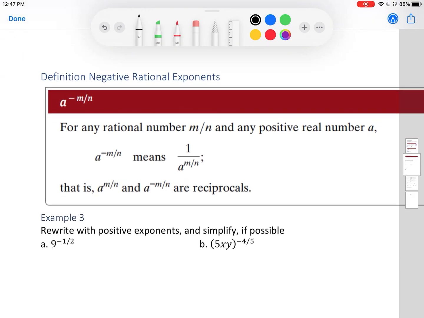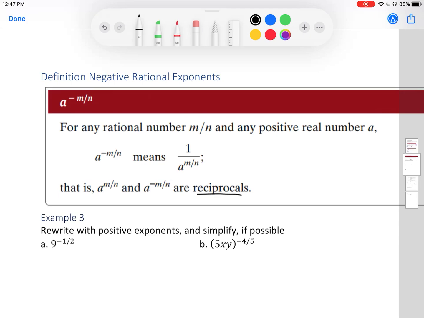Definition of negative rational exponents. For any rational number m/n, and any positive real number a, a raised to the negative m over n power means 1 over a raised to the m over n power. That is, a raised to the m divided by n and a raised to the negative m divided by n are reciprocals. So they're kind of like the flip.